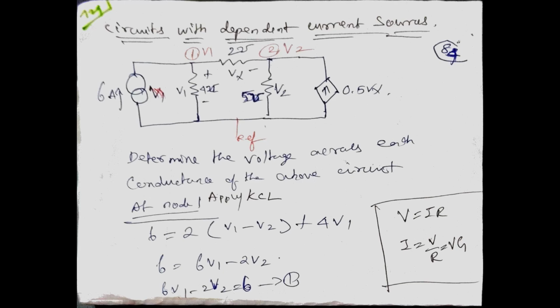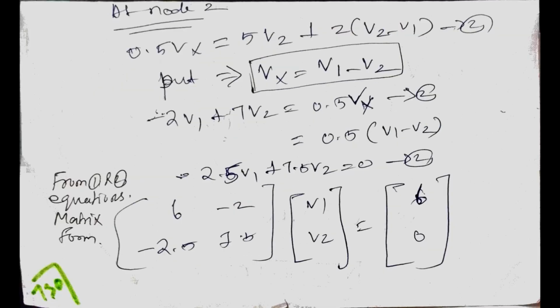That forms the first equation. Node 2 meeting element is 0.5 Vx. So 0.5 Vx at node 2 depends on 5 mho and 2 mho. The 5 mho is dependent on V2, so 5 V2, plus 2 into 2 mho, and the 2 mho is dependent on V1 minus V2. That is opposite, so put minus sign: V2 minus V1. The 2 mho is dependent on the V1 and V2 nodal voltages, with V1 opposite, so put minus sign. Vx is V1 minus V2.